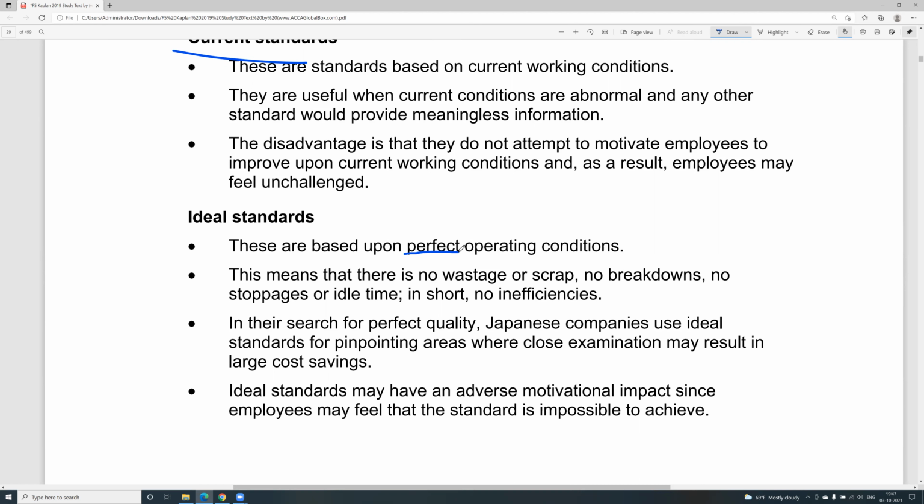It's just like working 24 hours a day. Can you actually work 24 hours a day? No, you cannot. You have to sleep. You have so many other works in between. 24 hours a day is not possible for a single person to work. That is the kind of ideal standard which is not going to be achieved in business.